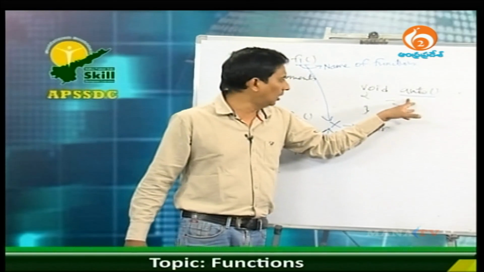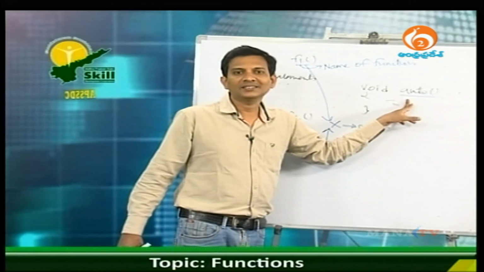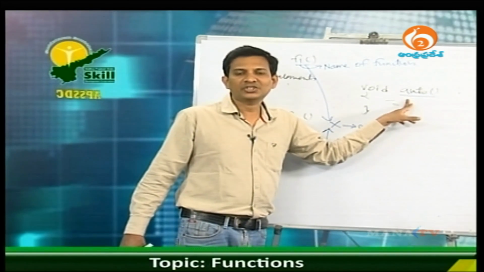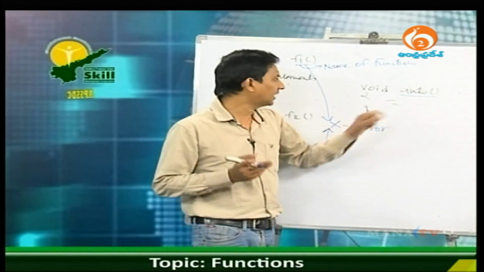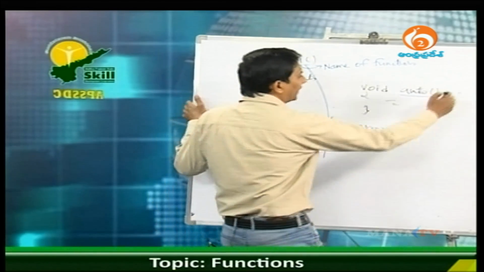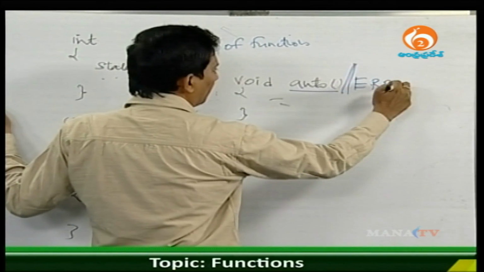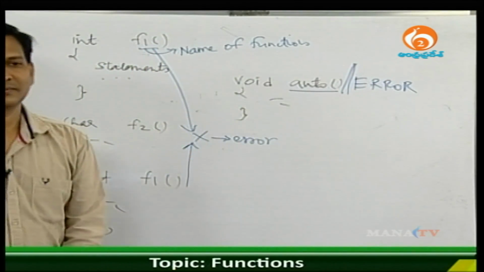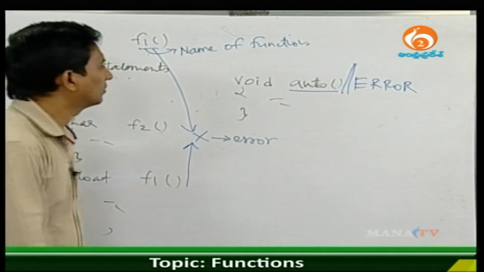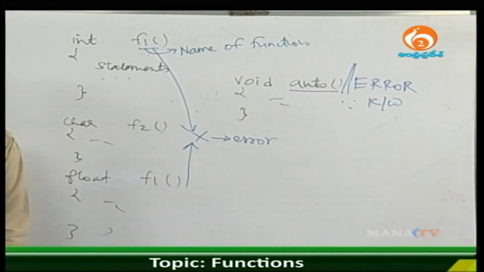Keywords such as struct, union, for, if, return, int, float, char, double, switch cannot be used for a function name. It leads to error, since it is a keyword.